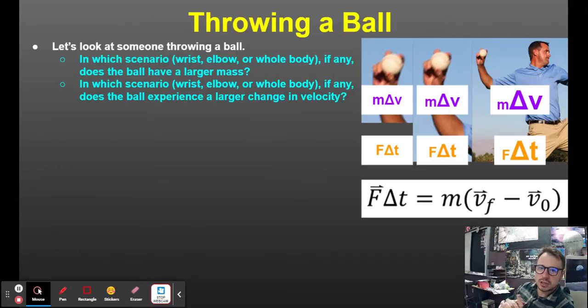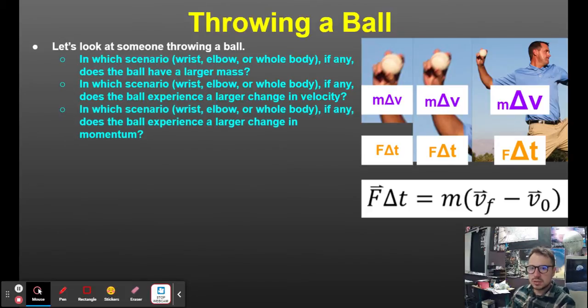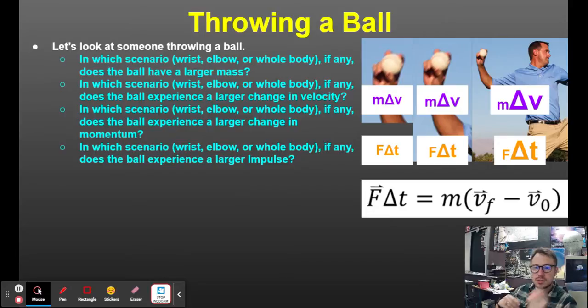In which of these scenarios, the wrist, elbow, or whole body, does that ball experience a larger change of velocity? It's going to be the whole body. You throw it, it's going to have a larger change of velocity. Assuming it starts at rest, it's going to be going faster. That's why you can get it to go farther. So, in which of these scenarios does that ball experience a larger change in momentum? It's going to be the person using the whole body.